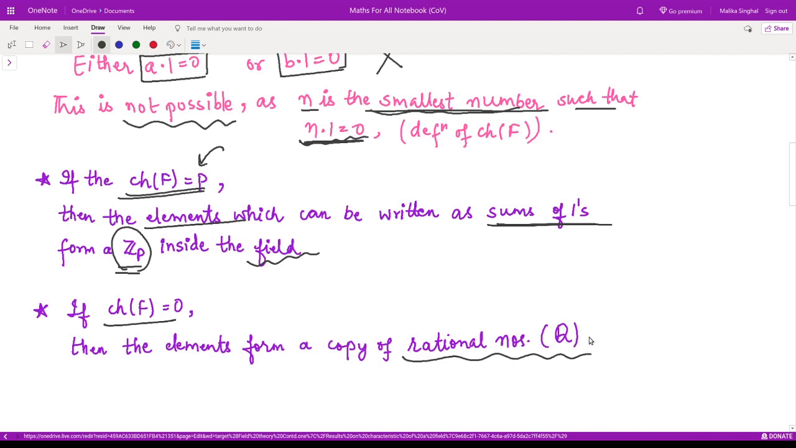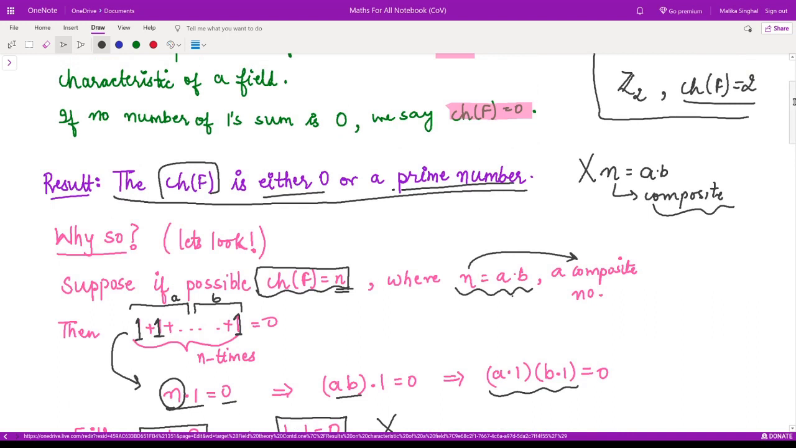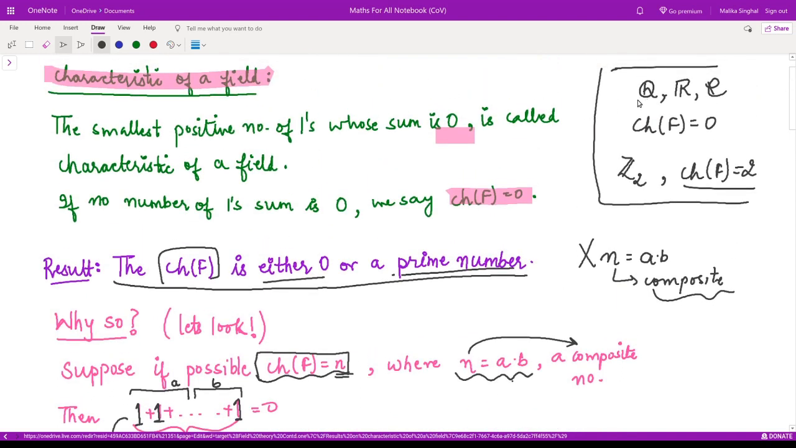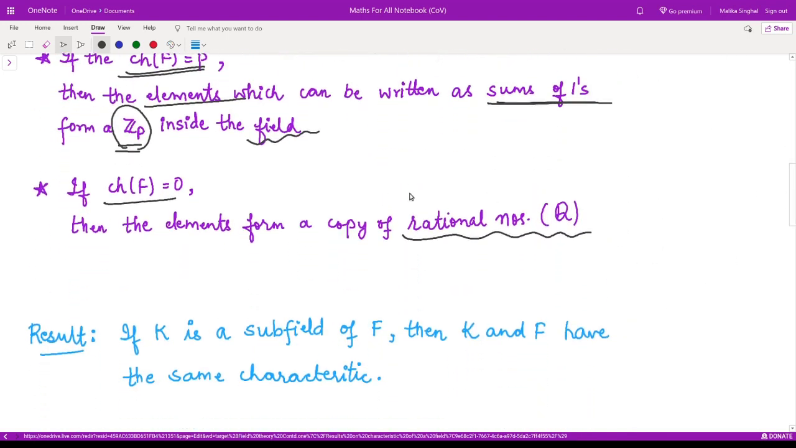Why is this so? Because the fields having characteristic 0 are the field of rational numbers, real numbers and complex numbers, and among these, what is the smallest field? It is the field of rational numbers, right? Therefore, we say that if the characteristic of the field is equal to 0, then the field contains a copy of the field of rational numbers, right?